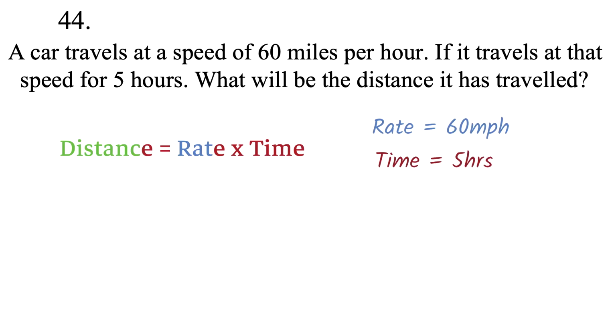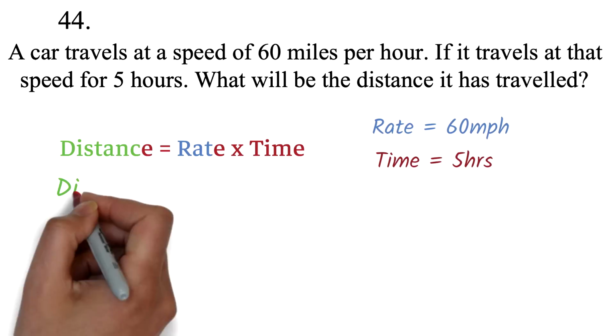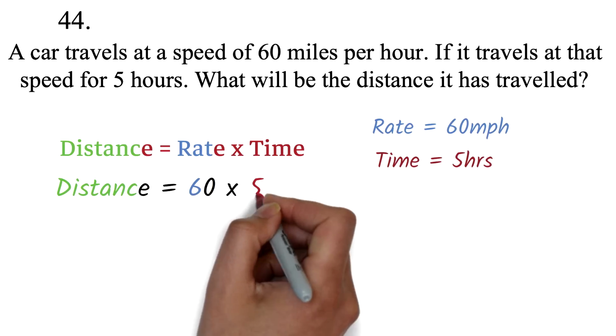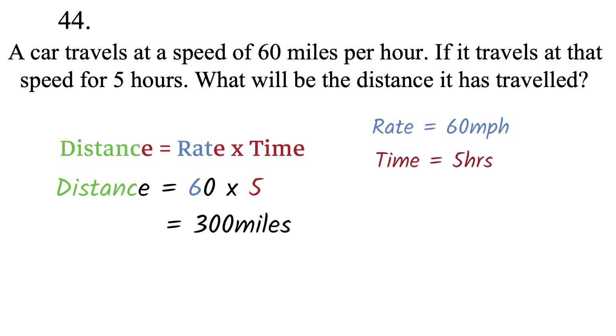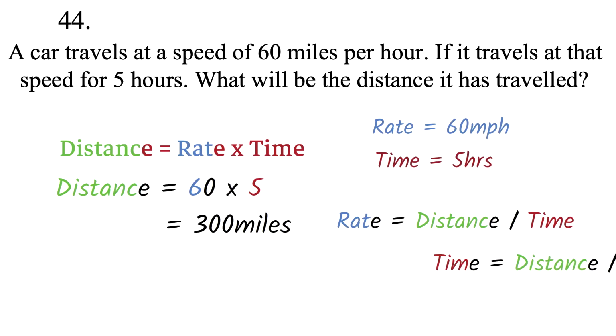The time is 5 hours. We just put these values in the formula and solve. Distance equals 60 times 5. So the distance traveled will be 300 miles. Please, you should be able to manipulate formulas to get different values in the formula. You should be able to find the rate, given the distance and time. You should also be able to find the time, given the distance and rate.